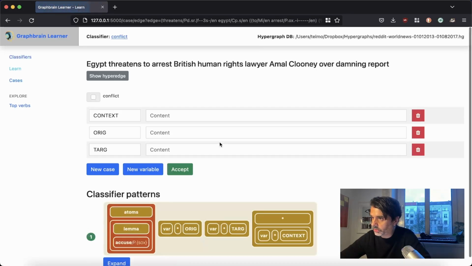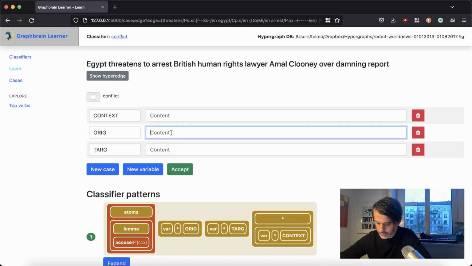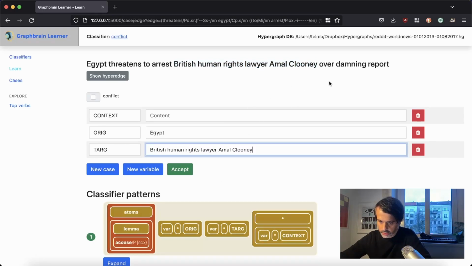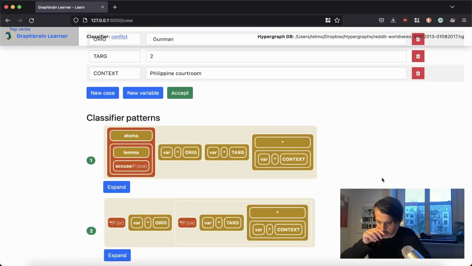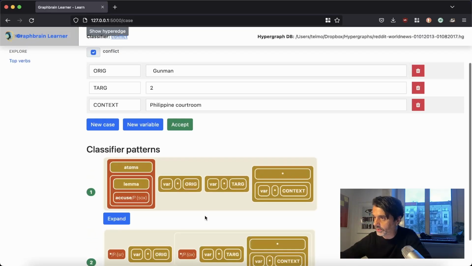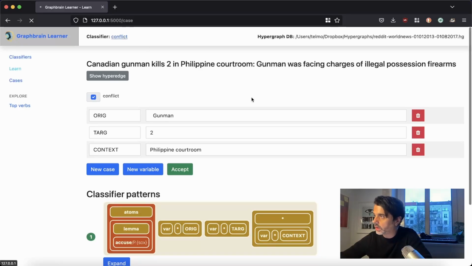Here's an interesting example, possibly. Egypt threatens to arrest British human rights lawyer Amal Clooney over Deming report. So the origin of this conflict is Egypt, and British human rights lawyer Amal Clooney is the target, and the context is Deming report. Okay, so let's see what happens if we add this case. We have a new pattern now, and it's structurally even more complex than the things we had before, but it might still be too generic. So let's take a look at how this performs.